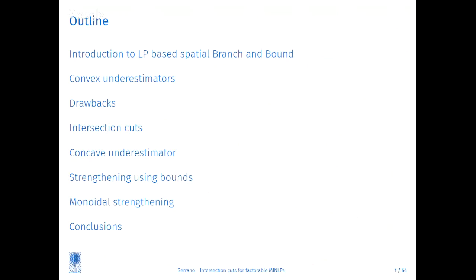So I'll start by introducing LP-based spatial branch and bound, which is the algorithm that SCIP uses to solve mixed integer nonlinear programs, as do other state-of-the-art solvers like BARON. Then I'll talk about convex underestimators, which is the technique that we use to build the linear programming relaxation. I'll show some drawbacks of this. And then from the drawbacks, intersection cuts should be naturally motivated. So then I'm going to explain what intersection cuts are. From there, it makes sense to think about concave underestimators instead of convex underestimators, and I'll talk about how to build them. And then I'll talk about a couple of strengthening techniques, and one of them is going to be monoidal strengthening. I'll explain what that is, and if I have time, how it works. Okay? So yeah, just ask me whenever you have a question.